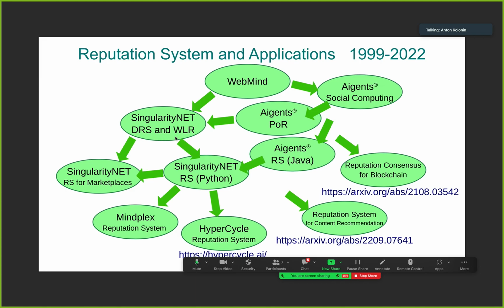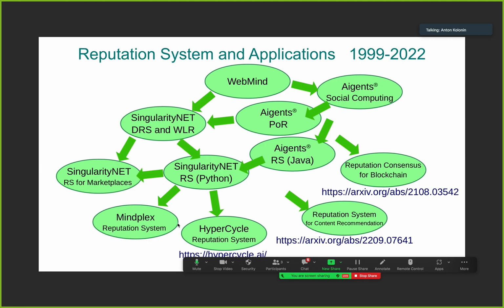When I joined SingularityNET five years ago, we came up with what we call a distributed decentralized reputation system and the weighted liquid rank algorithm, which I will be talking about in a minute. We implemented the SingularityNET reputation system in Python, and along the way a similar reputation system in Java. The reputation system for SingularityNET has been explored as an efficient tool for building reputation systems for any marketplaces beyond SingularityNET, and I'll show some results on it at some point during this presentation.